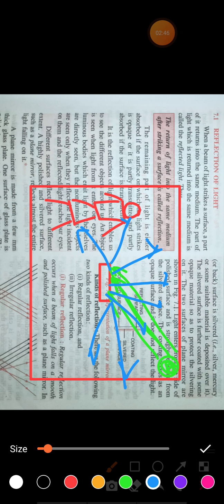When this reflected light reaches your eye, at that moment you will be able to see this book. So in this way reflection enables us to see the different objects around us, and you can see the things clearly.